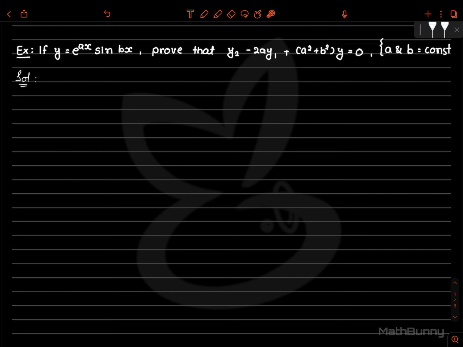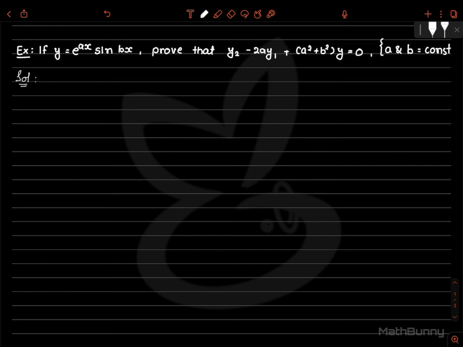Let's understand the question first. We are supposed to prove this term, and in this term y2 is given. Initially we know that y is differentiated twice, right? Only this much information is enough for us. Let us start with the answer.